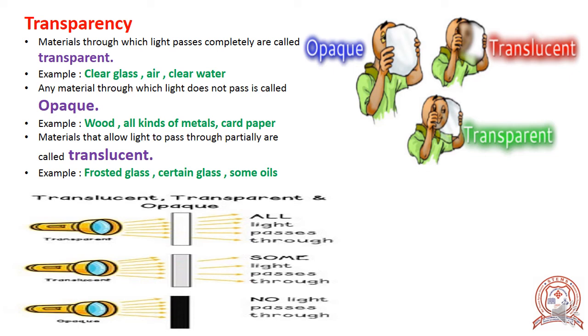Next is transparency. We can see through some materials like glass, but we cannot see through a wooden door. This is because some materials like glass allow light to pass through them. On the basis of this property, materials can be classified into three categories, that is transparent, opaque and translucent. Objects which allow light to pass through them are called transparent.